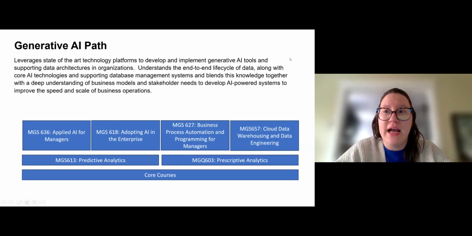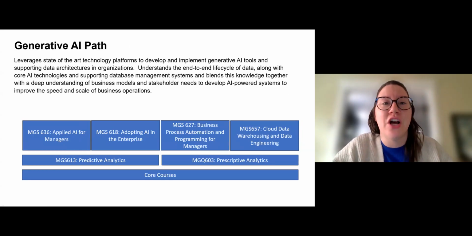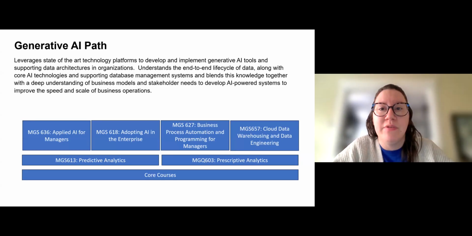And then our generative AI path is relatively new, but something that we're very excited about. So with this, you would leverage state-of-the-art technology platforms to develop and implement generative AI tools and supporting data architectures in organizations. You would understand the end-to-end lifecycle of data along with core AI technologies and supporting database management systems. And you would blend this knowledge together with a deep understanding of business models and stakeholder needs to develop AI-powered systems to improve the speed and scale of business operations.